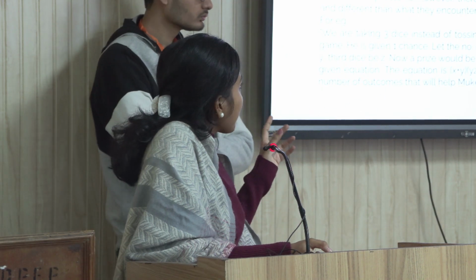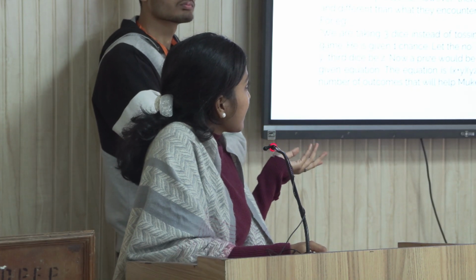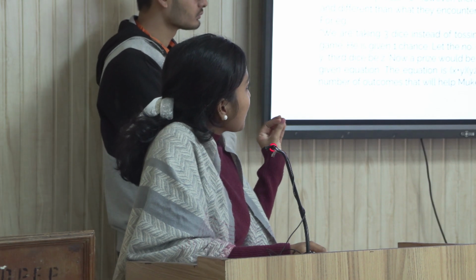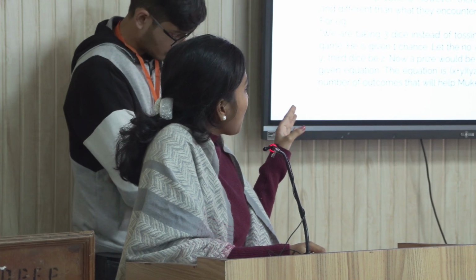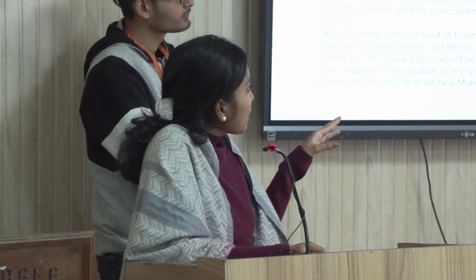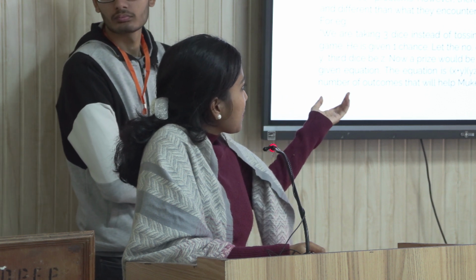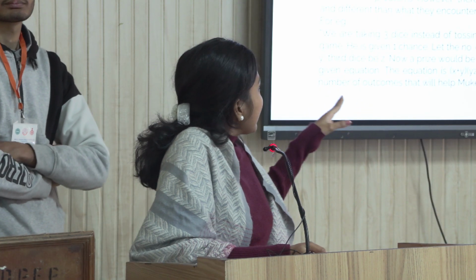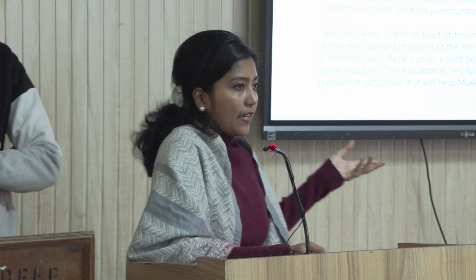What they did is we are taking three dice instead of tossing a coin three times. So Mukesh plays this game. He is given one chance. Let the number of the first dice be X, the second dice be Y, the third dice be Z. Now a prize would be given if the participant draws 140 by the given equation, and the equation is x plus y times y times z is equal to 140. Now find the probability, that is, the number of outcomes that will help Mukesh in winning the prize.